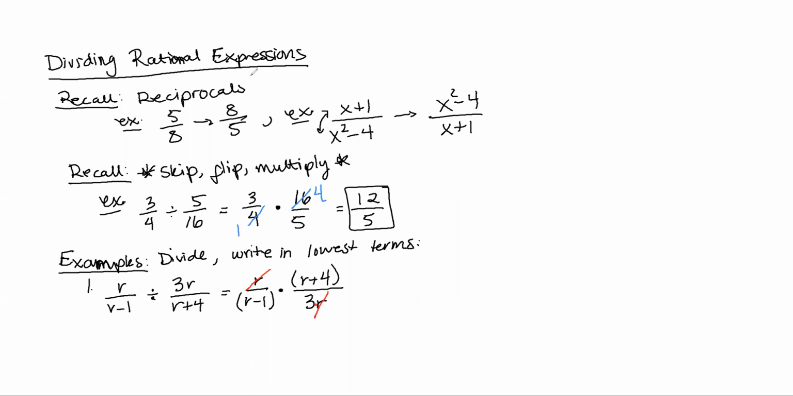So now on the top, we have r plus 4. And on the bottom, we have r minus 1 times 3, or 3 times r minus 1. So if you can multiply rational expressions, you can divide because the first step there, where you're changing it to multiplication, is the only difference.